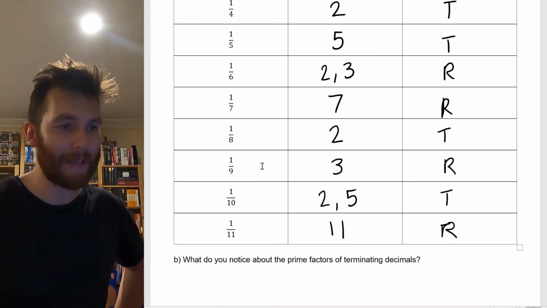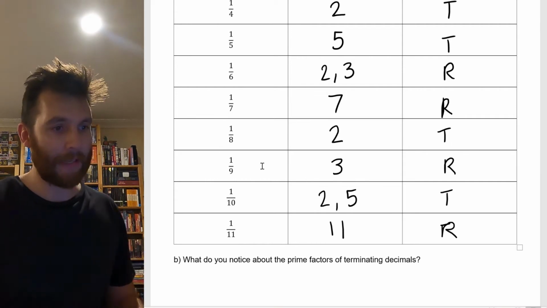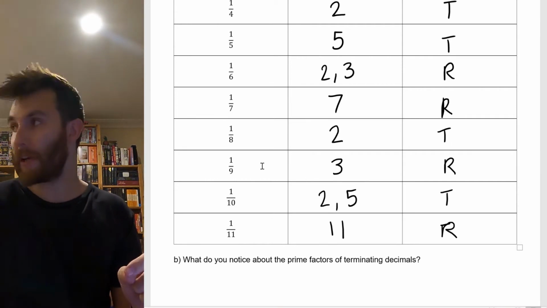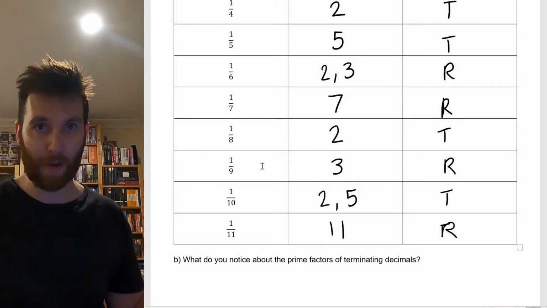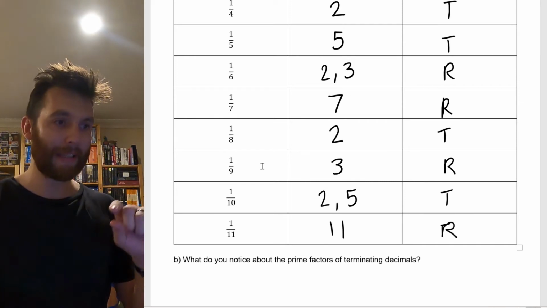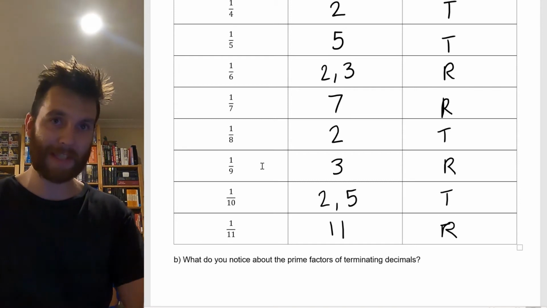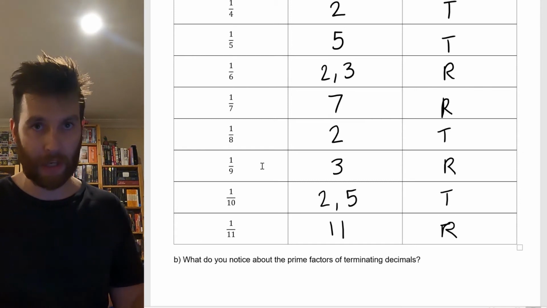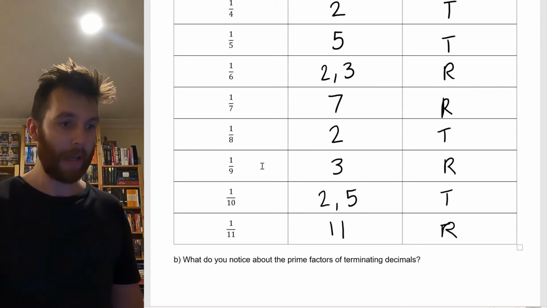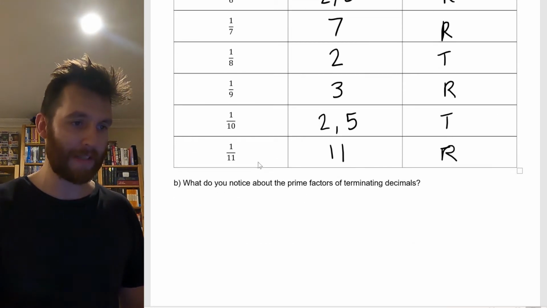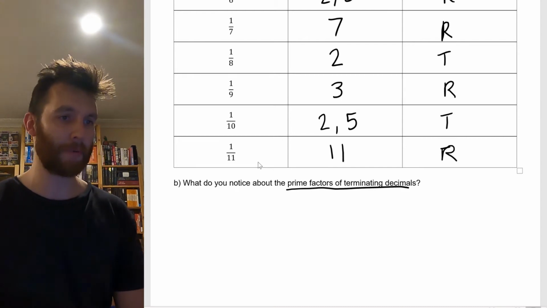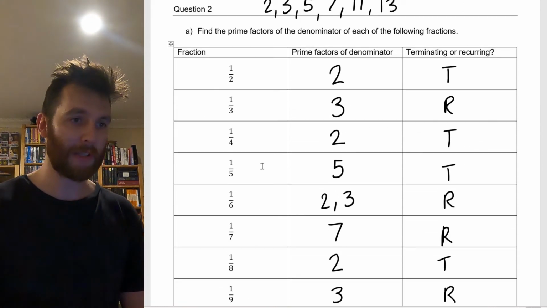So the next part of this is we've got to see if we can find a relationship between the prime factors of the denominator of a fraction, and then make a link between that and whether the decimal it produces is a terminating or a recurring decimal. So what we're going to do for this one is focus on the prime factors of terminating decimals. Okay. So I'm going to look through this once again.